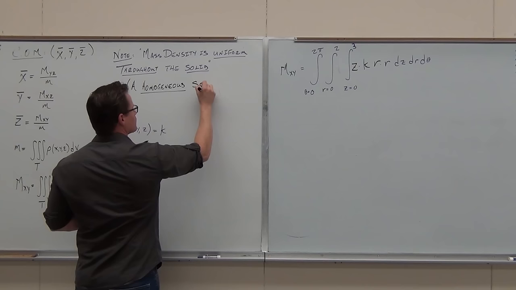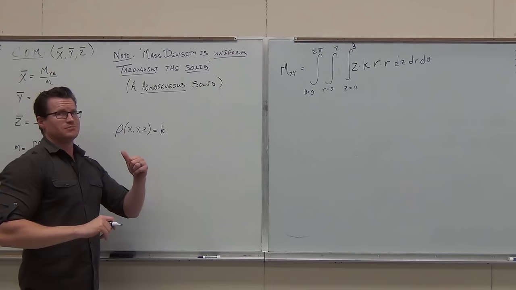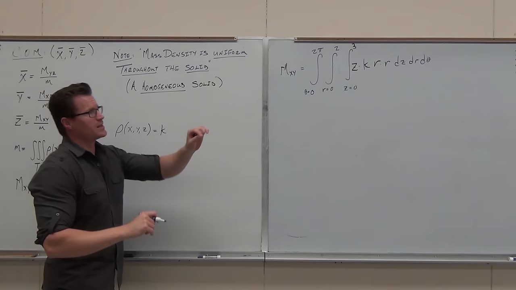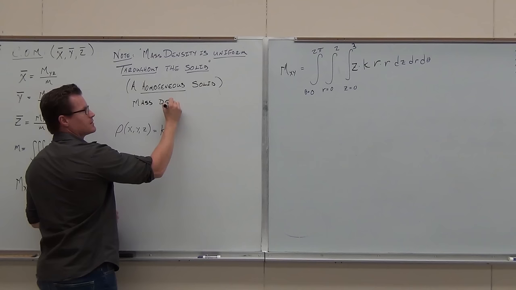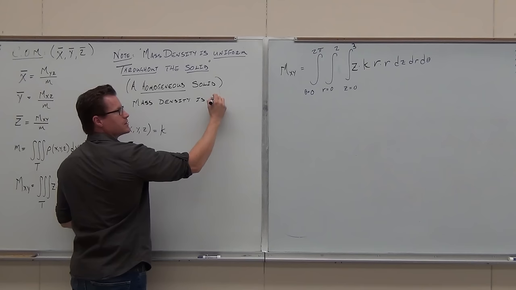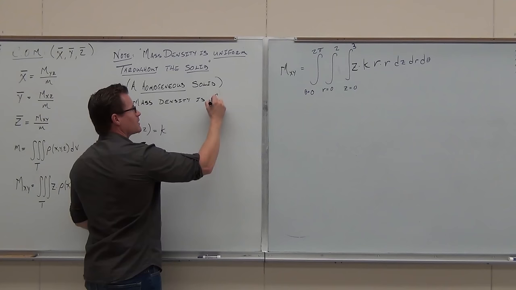A homogeneous solid is something where the mass density is uniform. Uniform means constant. Mass density is constant. I almost used a K for constant. Wow, my English is dropping at an exponential rate. Constant. That right there would be a constant mass density.